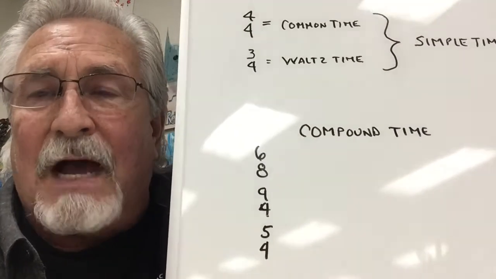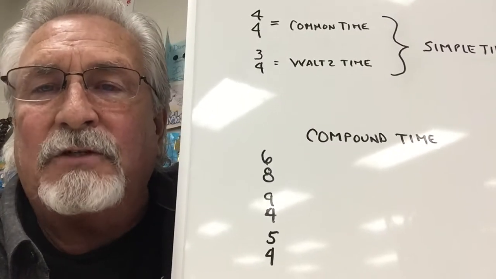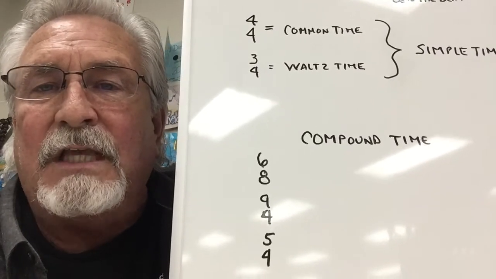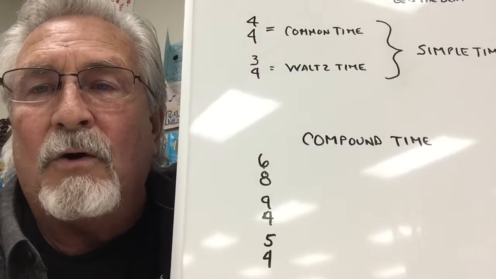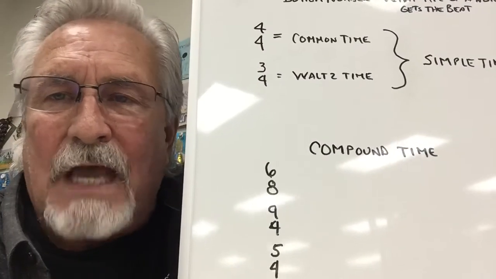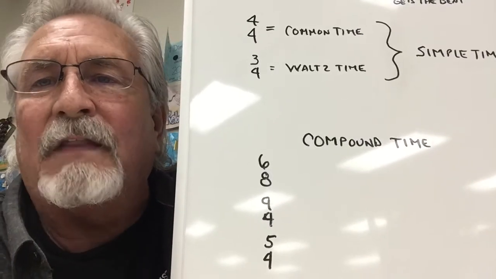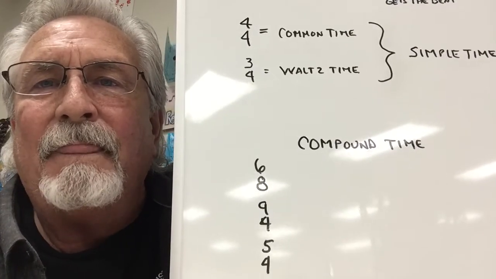So again, keep in mind the top number is the number of beats in the measure. The bottom number represents which note gets the beat. Usually you're going to see a 4 for quarter or an 8 for eighth notes. Sometimes you might see a 2 at the bottom for half notes, but usually not. So look at that, know it, and remember it.